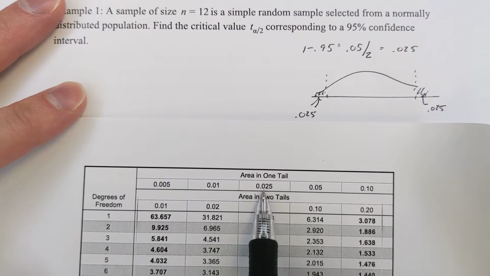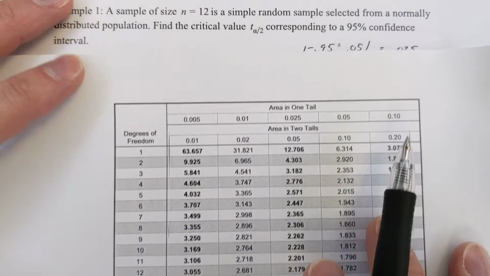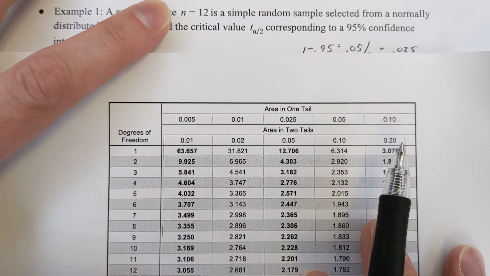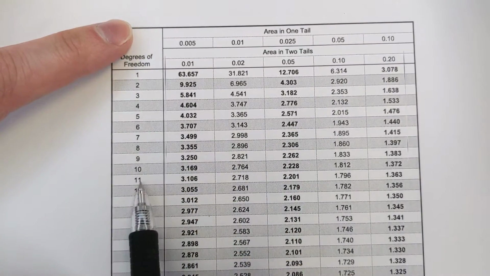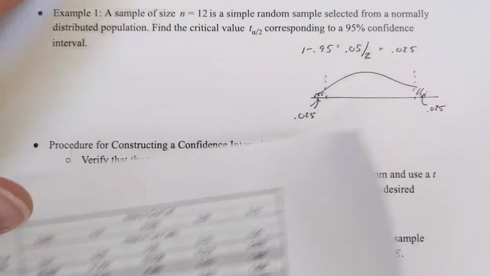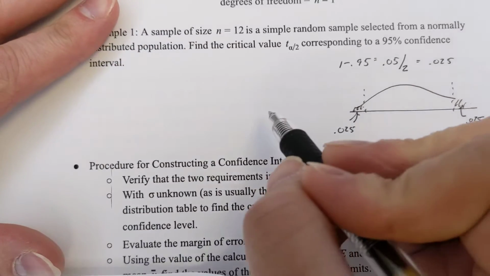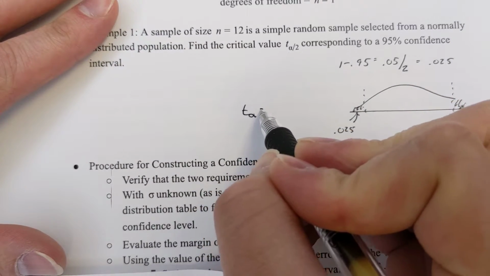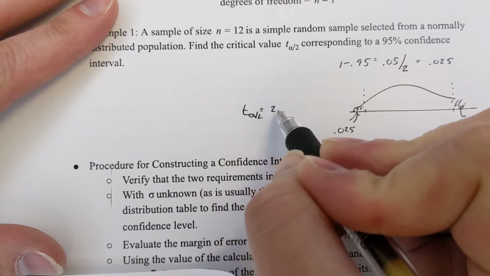So here's how you read this table. We're using this column, because either of these numbers works, and our degrees of freedom is always 1 less than our n value. So our n is 12, so I'm going to go down to row 11 and read across, so 2.201. So our critical value, t alpha over 2, is 2.201.